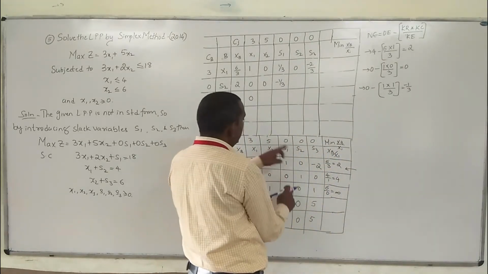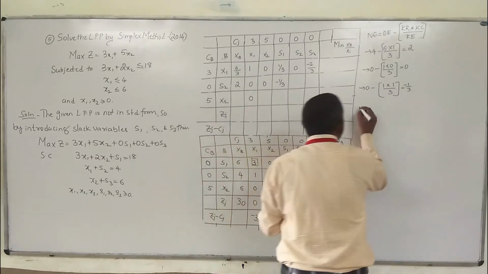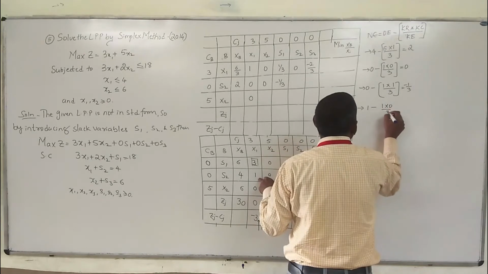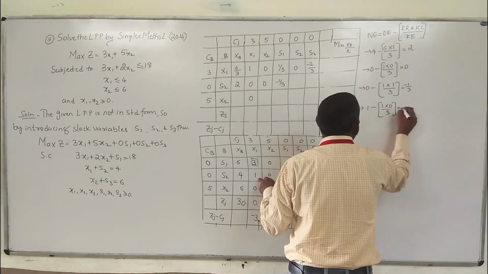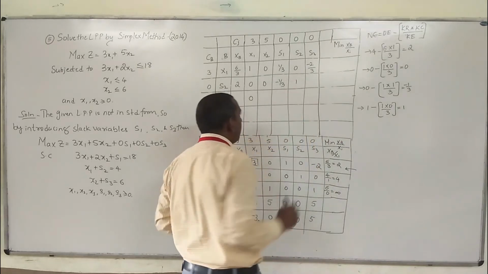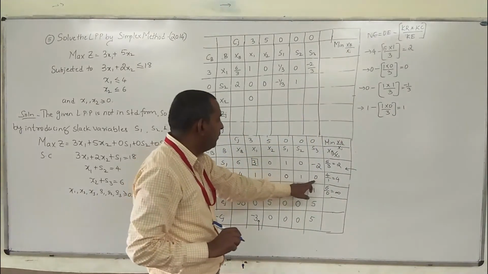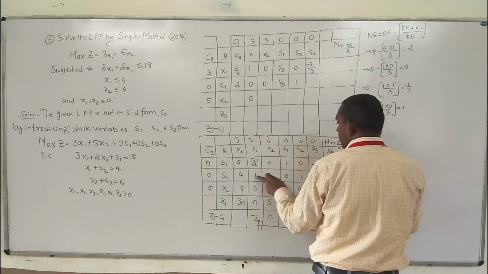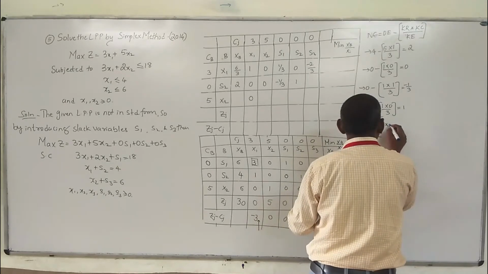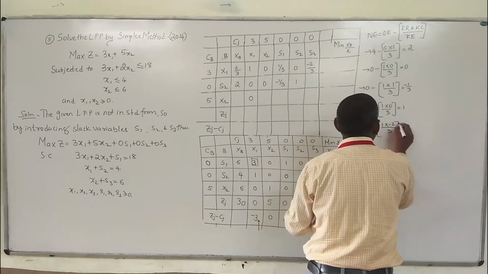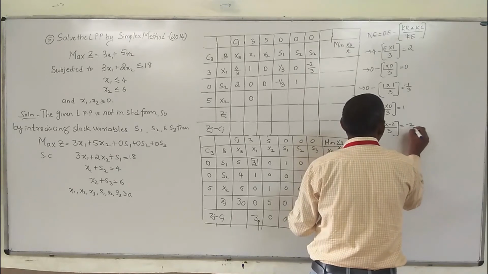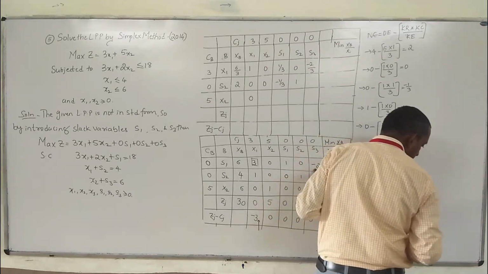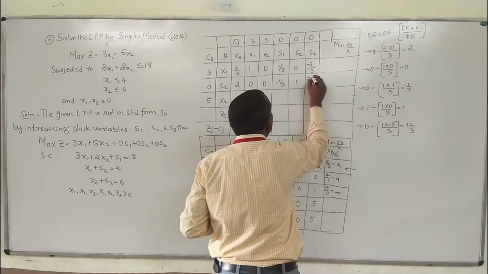So the next value is this one for S2. So S2 is 1 minus 1 into 0 divided by 3. So the answer is 1. Let me write 1 here. Next, the S3 value is 0 here. So 0 minus key row into key column, that is minus 2 divided by 3. It is minus 2 by 3. I think it is plus, minus minus plus, it becomes 2 by 3. So it is 2 by 3.